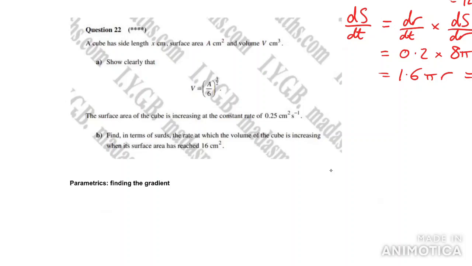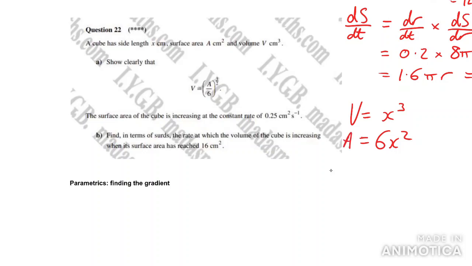Next question, a cube. So the very first thing, they've told us we're talking about a cube, so that means that the volume is equal to x³, and the surface area is equal to, well, if you think about it, the 6 faces, all of area x², so 6x². Okay. Show clearly that, well, oh, and they aren't calling it S, they're calling it A. So we'll see that. Show clearly that V equals this.